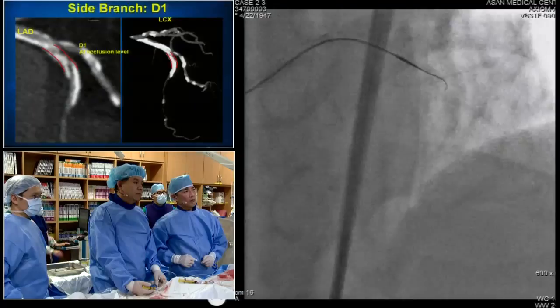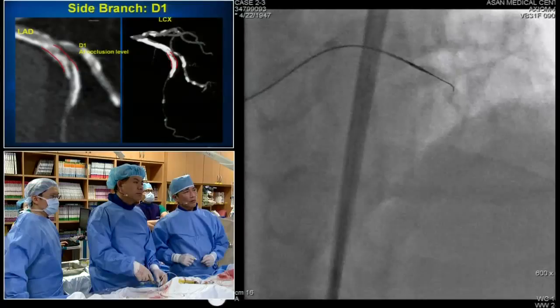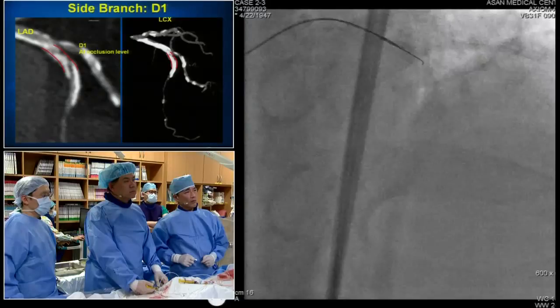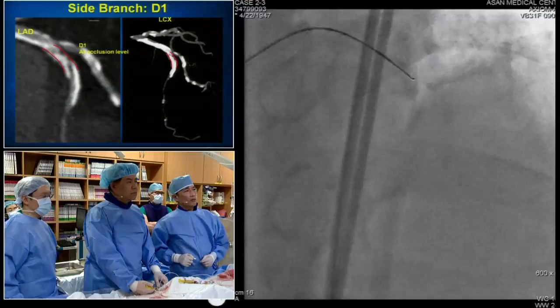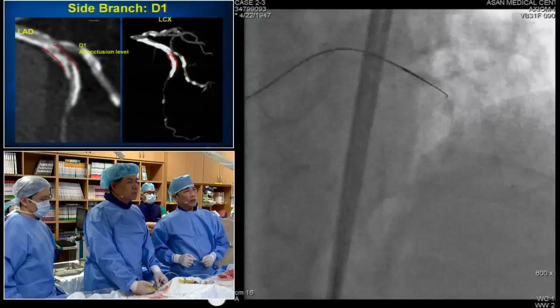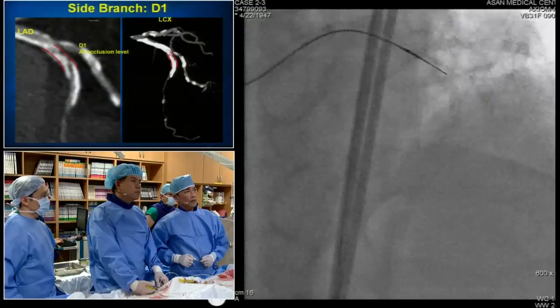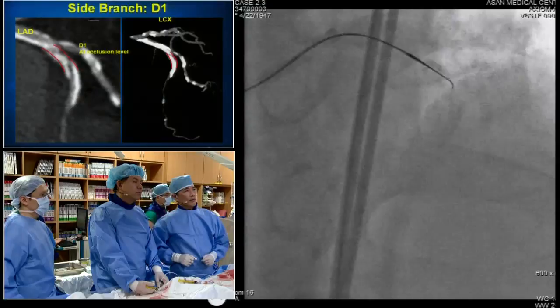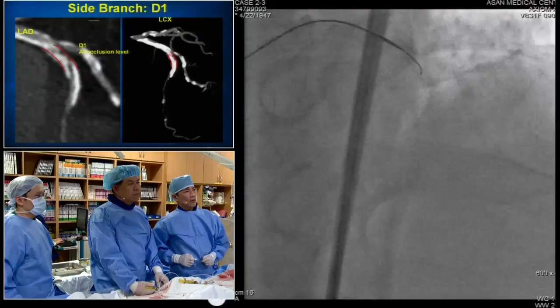Maybe here is an entry point. However, the wire stiffness is not enough. Can't penetrate. I'd recommend that we get a wire with more stiffness. Maybe much more stiffness. So I think that's good.